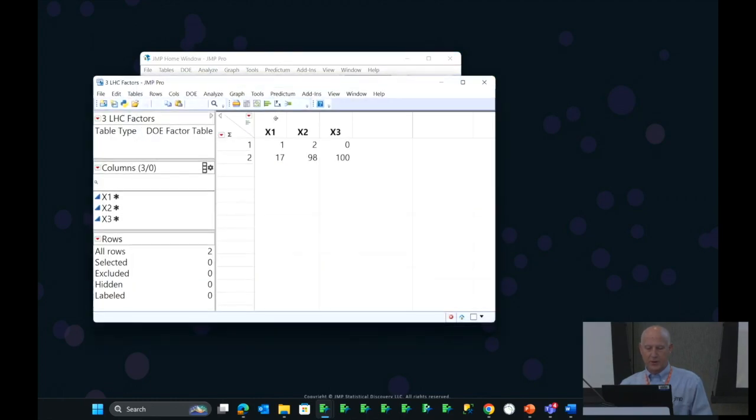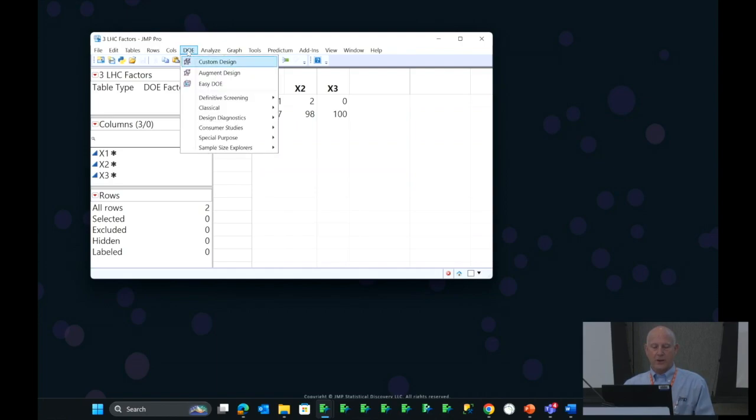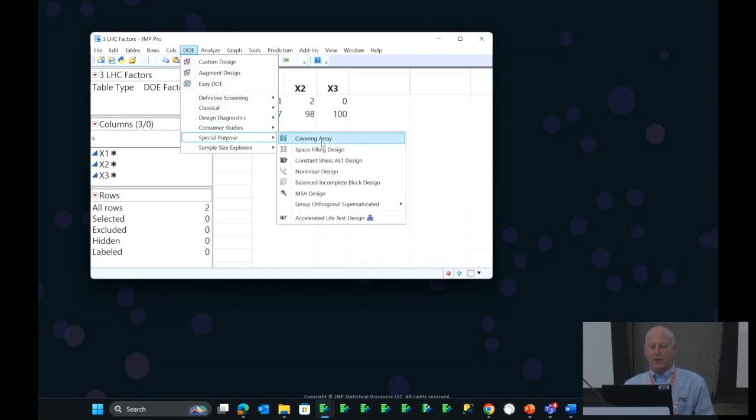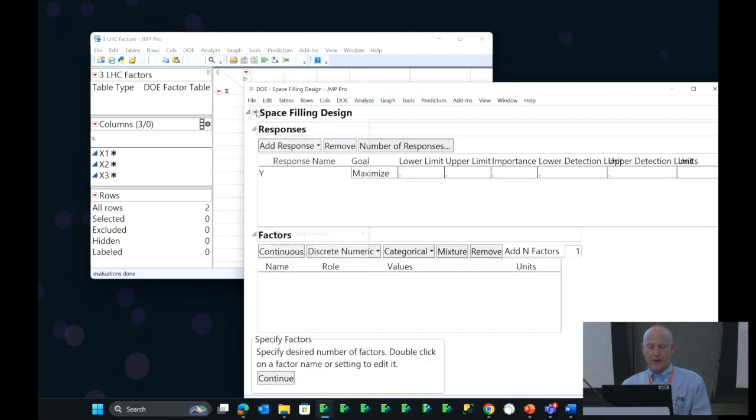I'll start with a simple one here. So here's a three-factor design, and I've got the ranges here. So if I go into DOE, and under special purpose, we're going to go to space filling designs. You notice if I hover there, it says, creates a design for a system that is deterministic, no variation, or near deterministic. So if I come in here, I'll load the factors.